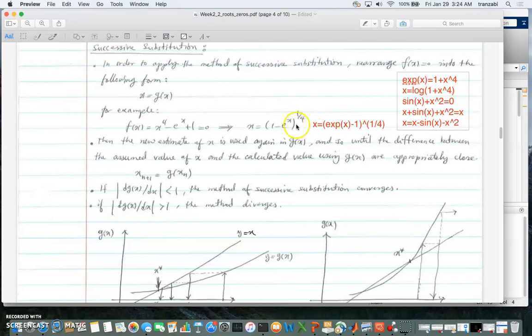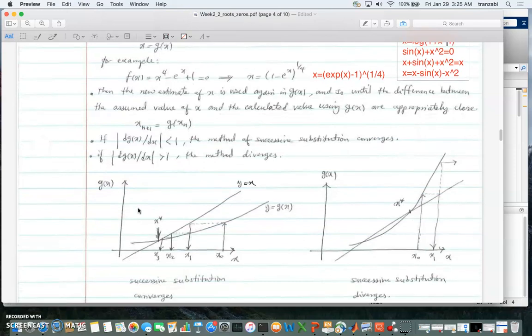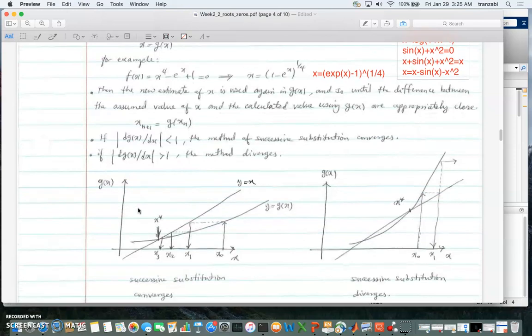So the condition for successive substitution is that the derivative of g of x should be less than 1 in the range where we use the initial guess and want to find the root. If this condition is not met, then the method is going to diverge. So here is pictorially how successive substitution works.